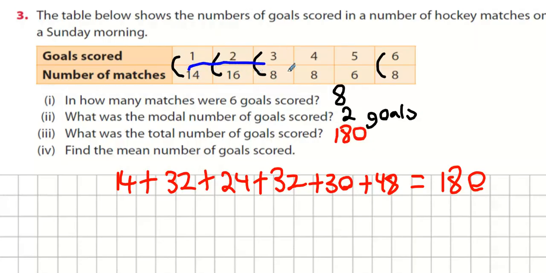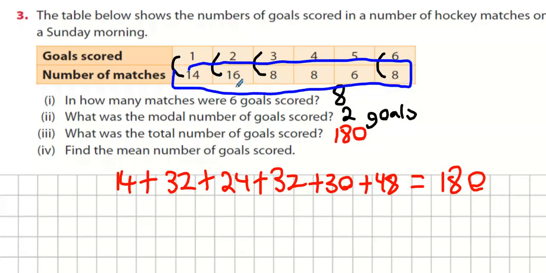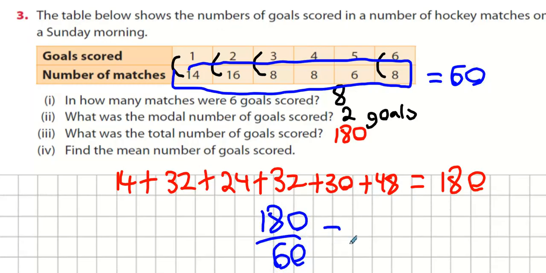Let's add this row together. 30 and 30. 60 matches. That equals 60. So 180 goals in 60 matches gives me how much? 3 goals per match? Yes, 3 goals per match.